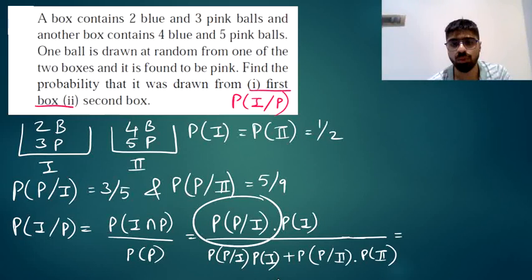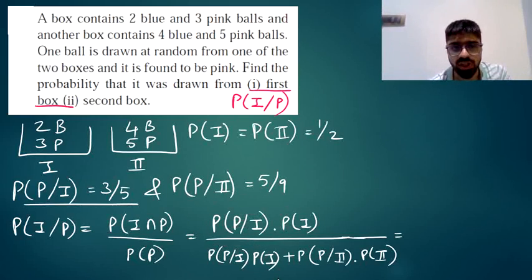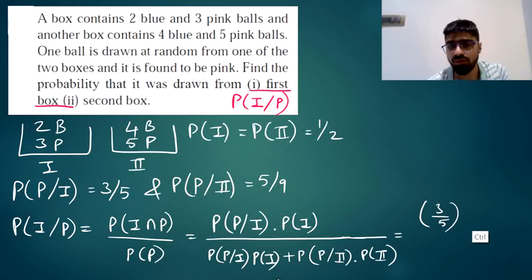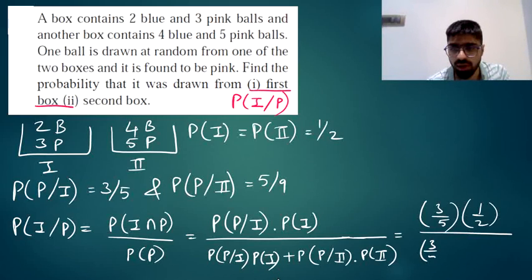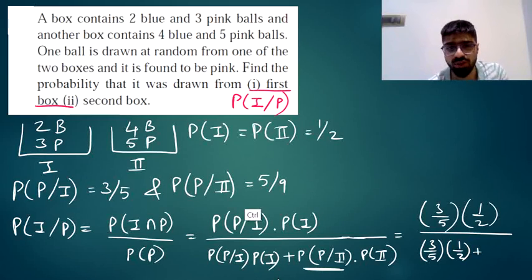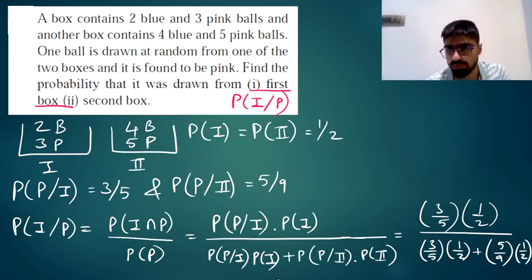So P of P given 1 is 3 by 5. So in the numerator we have 3 by 5, P of 1, which is half. The denominator contains P of P given 1 into P of 1. That's 3 by 5 into 1 by 2 plus, check these numbers, P of P given 2, which is 5 by 9, into P of 2, which is 1 by 2. You can pull out a 1 by 2 common from the two terms in the denominator and cancel it with the 1 by 2 that you have in the numerator.